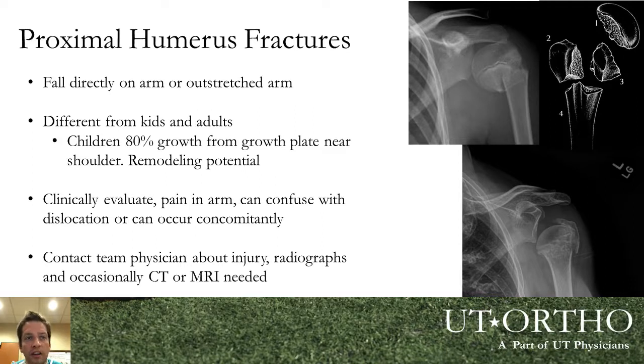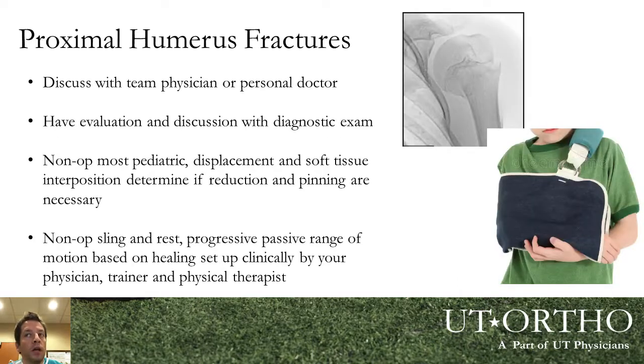But you need to clinically evaluate the pain in the arm. You can confuse this with dislocation. That can also occur at the same time, where you have a fracture and a dislocation. But that'll be evaluated by your treating clinician. I think the key thing is to contact the team physician about the injury, make sure we get the radiographs, and then the appropriately advanced imaging study. Sometimes CT or MRI is needed. And so for these, the evaluation, the diagnostic exam is important.